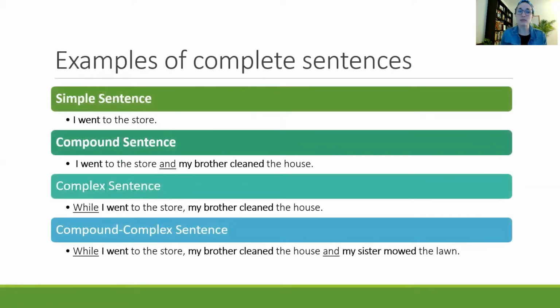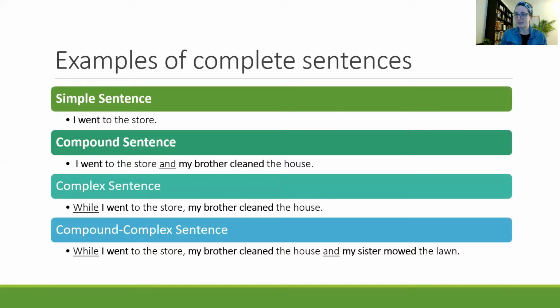When we talk about complete sentences, there are a number of different structures that we can use, and sometimes they are shorter and sometimes they're longer. For example, a simple sentence would have just one subject and one verb. So this says, I went to the store. Our subject here is I, and then what did I do? I went to the store. So went is our verb and to the store is the other part of the predicate with the verb.